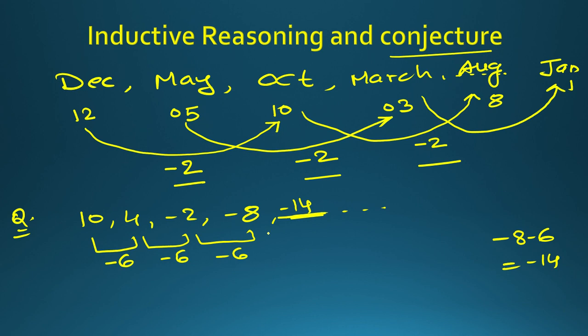Now if you have to find the number after that, it should be minus 14 minus 6, which is equal to minus 20. So this number will be minus 20.